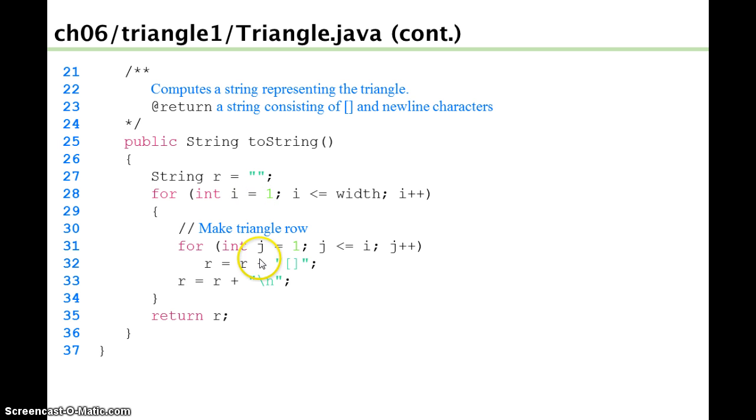So when i is 1, then you're going to go to this inner loop, j is 1. So then you'll append this symbol to r, and that'll be the new r, and then j will be 2 the next time. But since i is 1, 2 is not less than or equal to 1, so it stops looping. So you just get one symbol in the first row, because this is the next statement that gets executed because the for loop is done. So you're going to start at the beginning of the next line, and now i is 2.